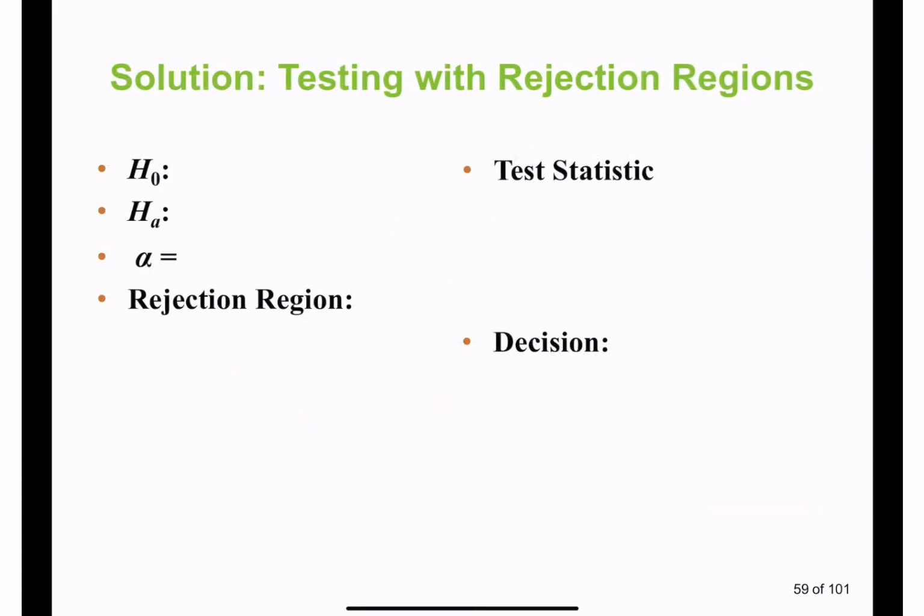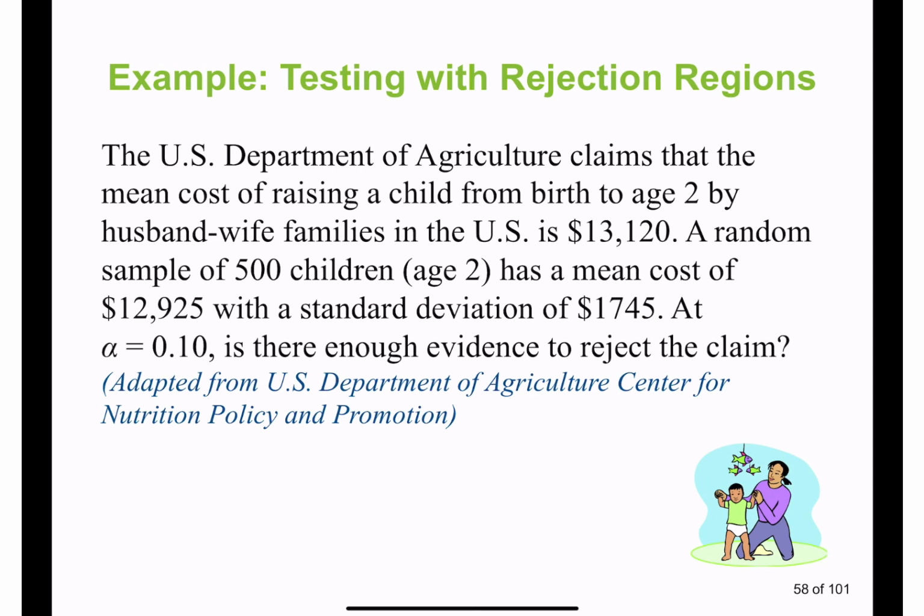This one I think is a longer story. No, let's solve this one also. The U.S. Department of Agriculture claimed that the mean cost of raising a child from birth to age 2 by a husband-wife family is $13,120. This is for sure "is." A random sample of 500 children, that's the sample size, has mean cost x bar 12,925 with standard deviation sigma 1,745. Alpha 0.1. We need to figure out if we are going to reject or fail to reject, and if there is enough evidence to reject the claim.